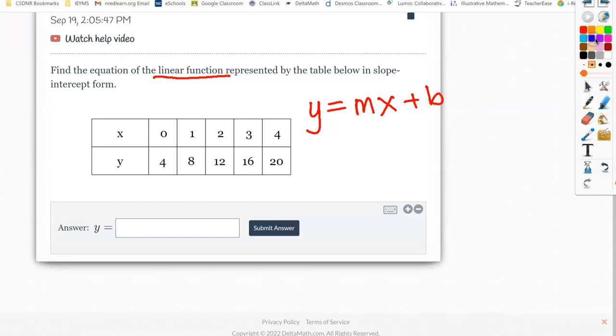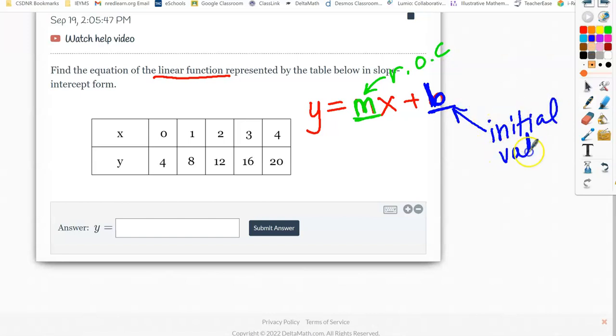So I'm going to color code this a little bit differently. I'm going to make the letter B, which is something we have to replace, blue, and the letter M, something we have to replace, green. Those two spaces, the M and the B, must be erased and replaced with values. This one is the rate of change, or the ROC, and this one is the initial value. The initial value is when x is 0, what is y? That's the beginning. X is 0, what's y? So that's what we're looking for here.